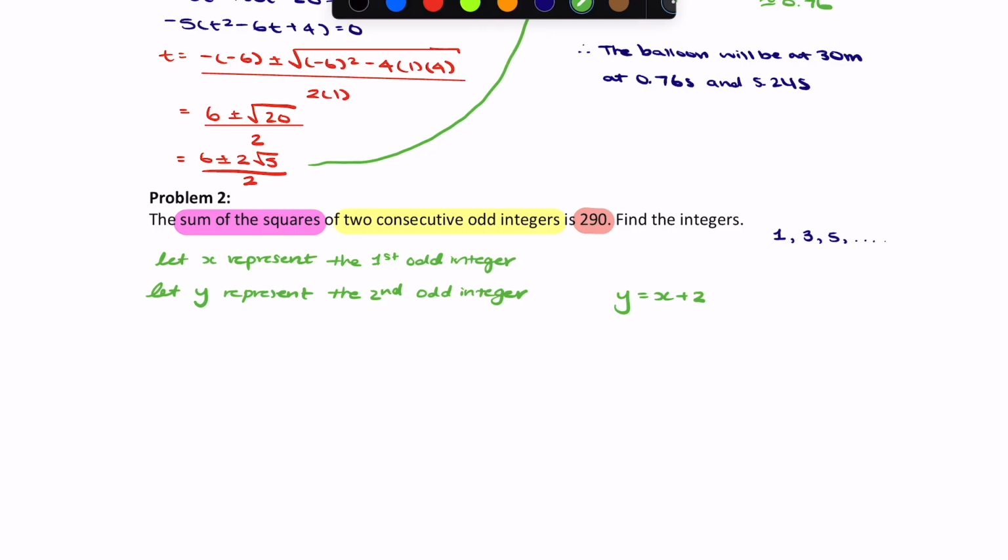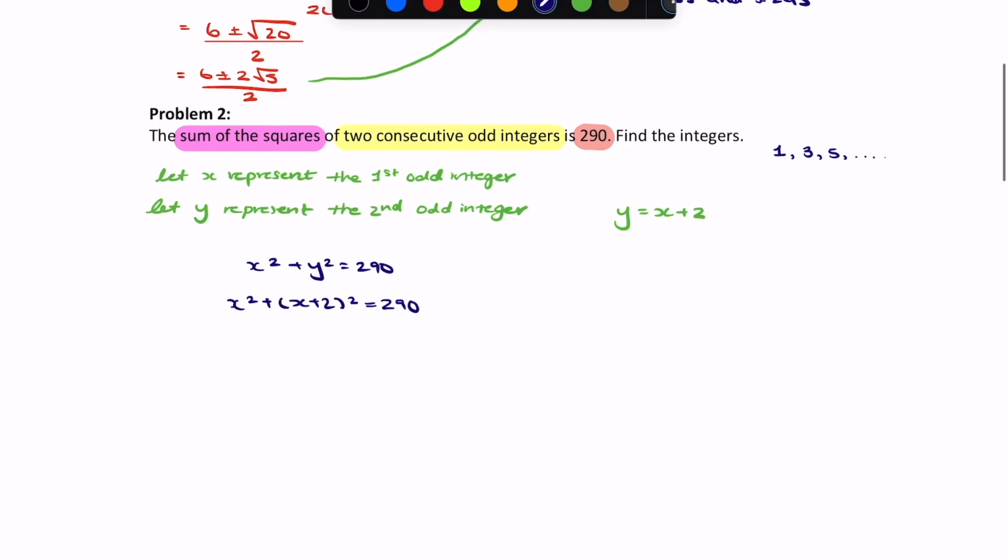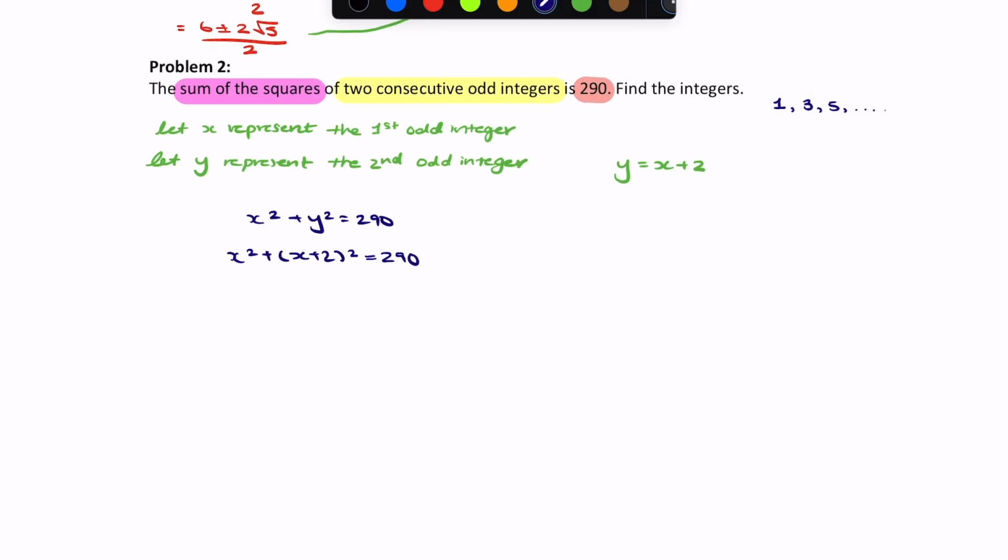So here, if we wrote our equation, it would be x squared plus y squared is equal to 290. We know that y squared is equal to x plus 2. So here we can rewrite it as x squared plus (x plus 2) squared is equal to 290. Now we're going to expand. We have x squared plus x squared plus 4x plus 4 is equal to 290.